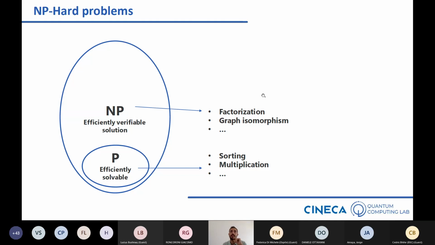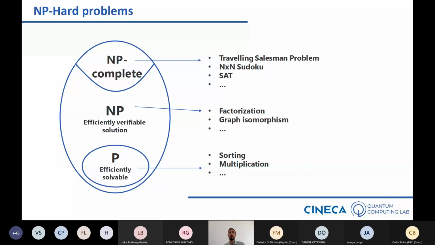But these problems are such that the solution is efficiently verifiable, like for example factorization. If I give you a really large number n, it's hard to find the prime numbers that multiply to give you n, but if I give you the two numbers, it's easy to check if they are a solution. Then we have NP-complete problems that are the hardest problems of this NP kind, like the traveling salesman problem or the n times n game of Sudoku. They are the hardest inside this class.